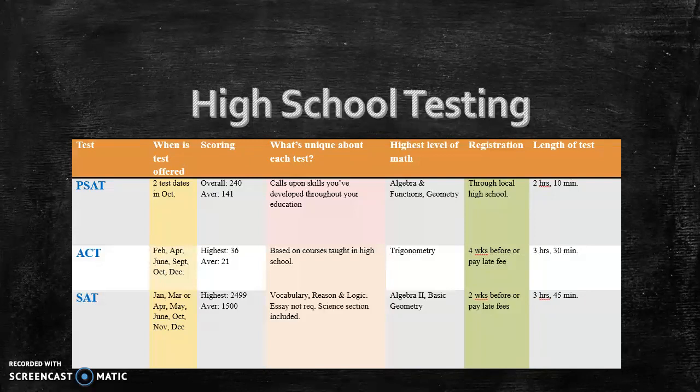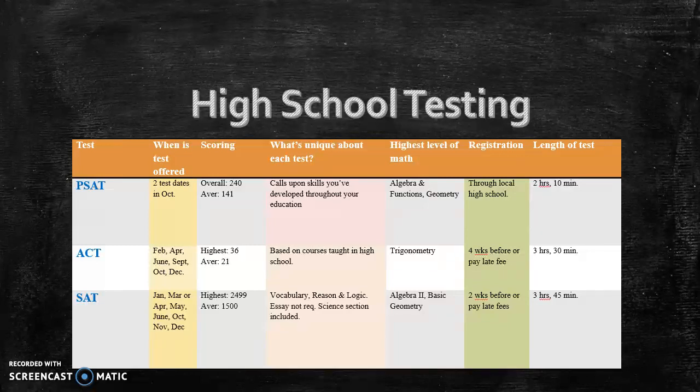The PSAT is offered during 2 test dates in October, and the overall score is 240 with the average being 141. It does call upon skills that the student has developed throughout their education. It is going to cover algebra and math functions along with geometry. They do need to register through their local high school. You can't register on your own through the College Board or anything like that. So you do want to touch base with the local high school, and most of them are very accommodating. They'll direct you to the guidance counseling program, and they'll get you signed up for that. And the test length is 2 hours and 10 minutes.